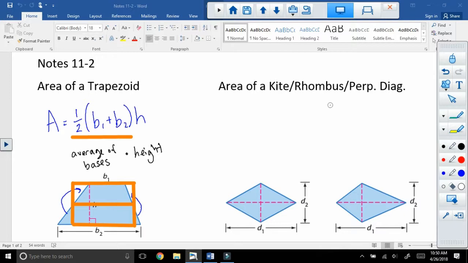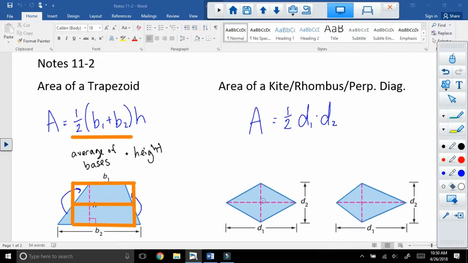For a kite, a rhombus, or any quadrilateral with perpendicular diagonals, they all have the same formula. The area equals half of the product of the two diagonals. And this is essentially the triangle formula, just written differently as well. So I'll explain how it's like the triangle formula, and then you can either think of it that way or think of it this way, it doesn't really matter.